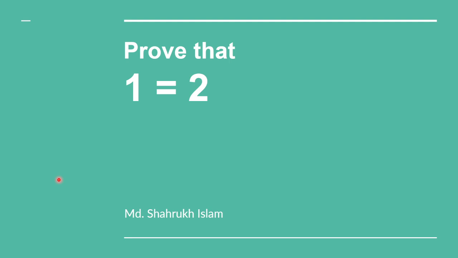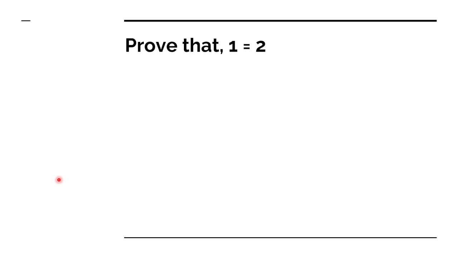How can we prove that? Let's see. So let's assume that x is equal to y. These are two variables, and we are multiplying both sides with y. And we all know that in an equation, we can multiply both sides with a given term or a given number. So we are multiplying this with y.